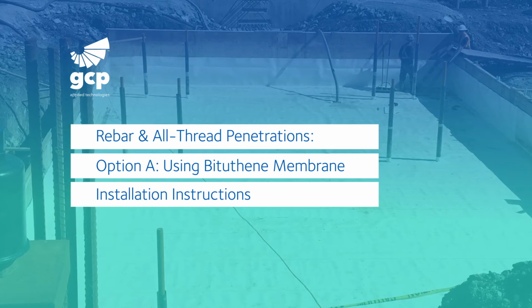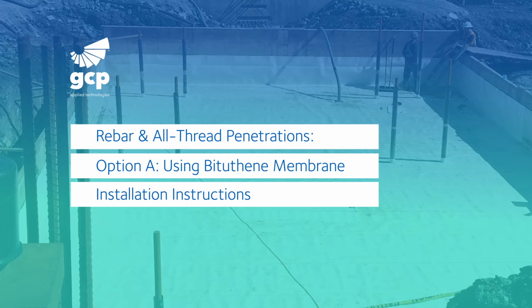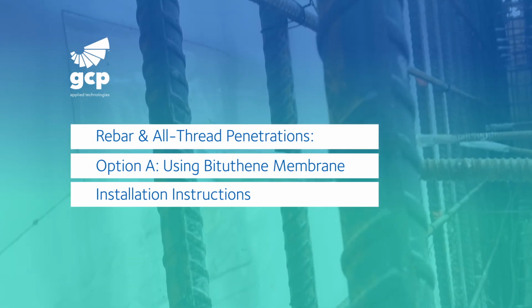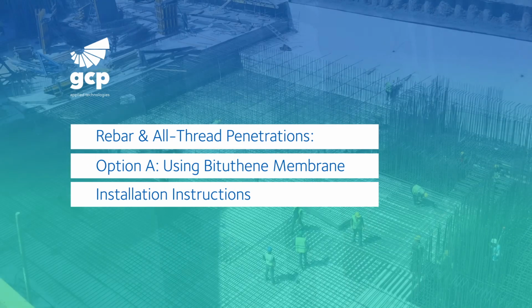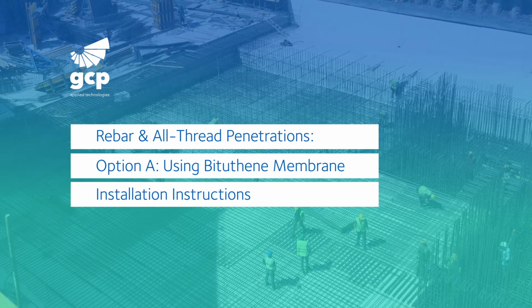In this video, we'll cover Option A, a Preprufe detailing of rebar and all thread penetrations, which are any penetrations less than 1 inch in diameter or within a regular surface. Option A assumes Bituthene membrane is on hand. If Bituthene membrane isn't on hand, refer to the Detail 49B video.